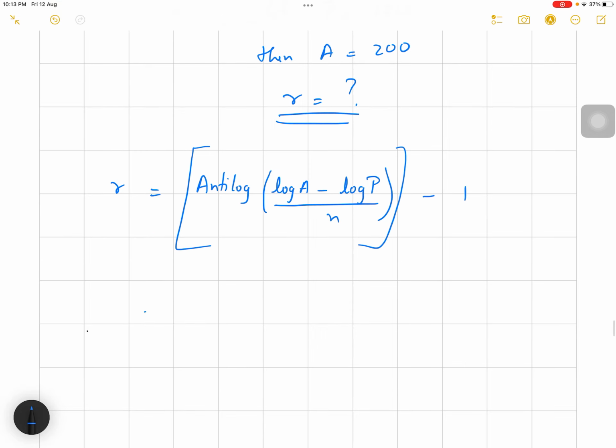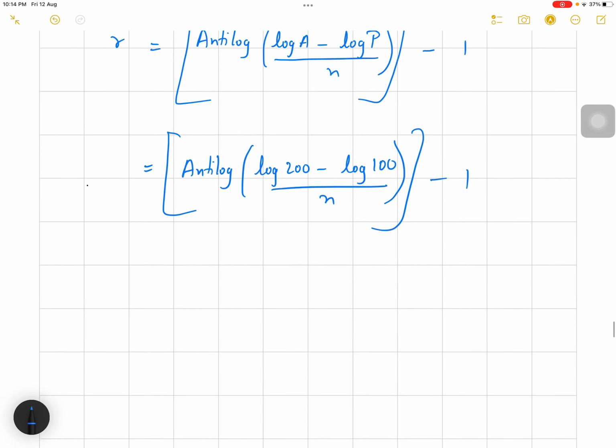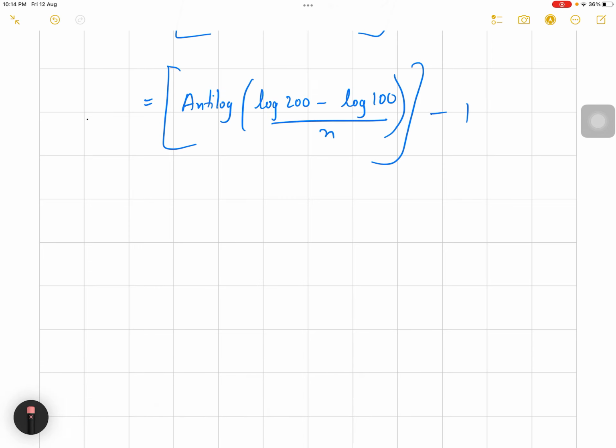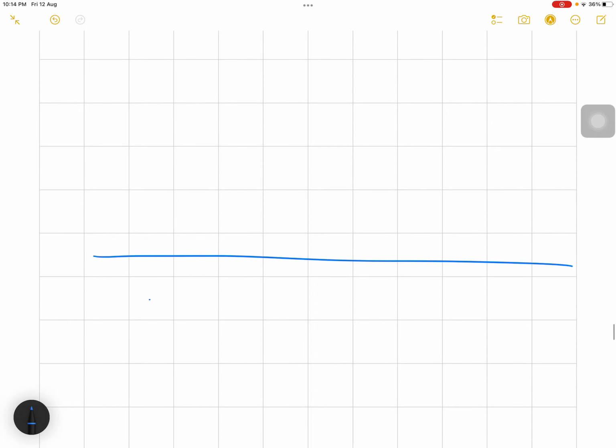So let's solve. Antilog of (log A, which is 200, minus log P, which is 100) upon n, minus 1. So how much is log 200 and log 100? That we have to solve. You have to find out log 200 and log 100, so let's start solving.